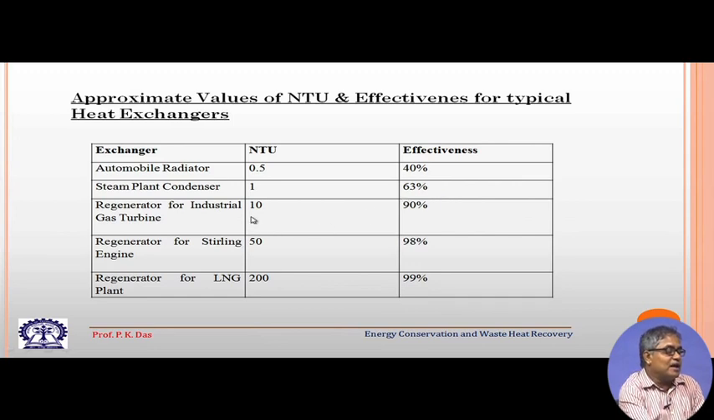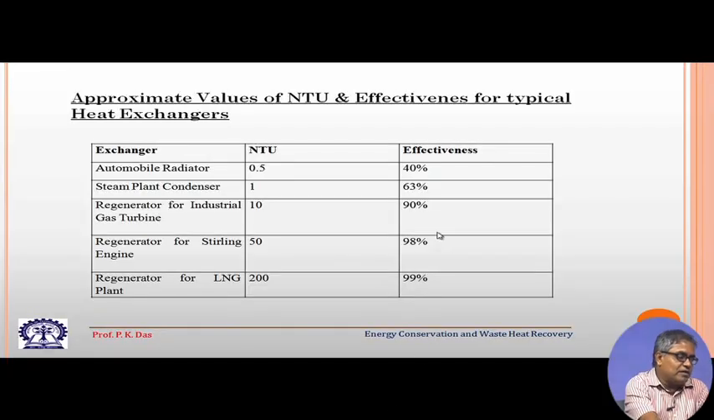Regenerator of an industrial gas turbine, NTU is quite high, 10, and effectiveness is also high, that is 90%. Regenerator for a Stirling engine, then NTU is 50 and effectiveness is 98%. Regenerator for an LNG plant, NTU is 200 and effectiveness is 99%. So, we see with the increase of NTU, effectiveness also increases, but the rate of increase will not be that high as we go on increasing the value of NTU.